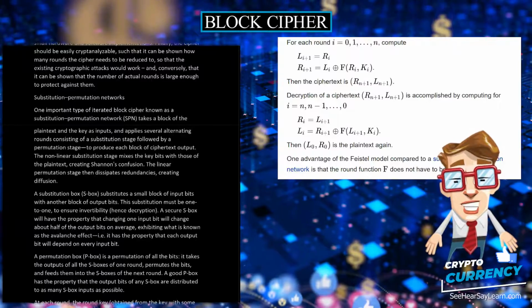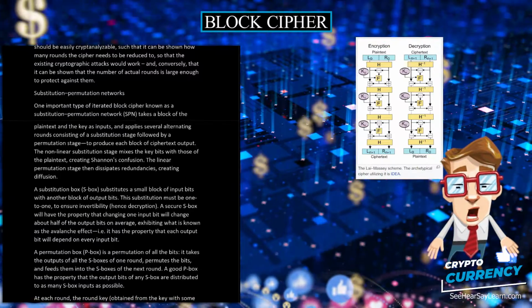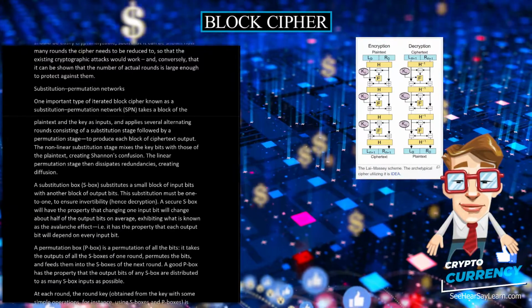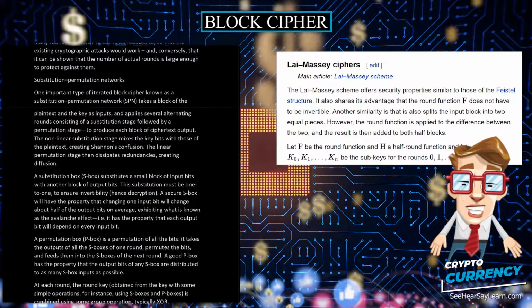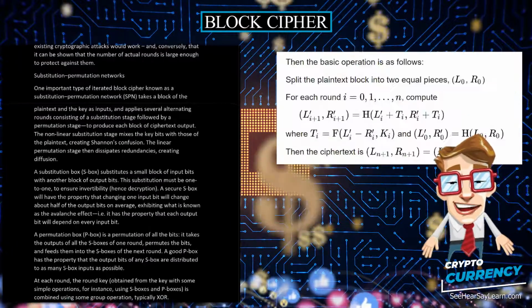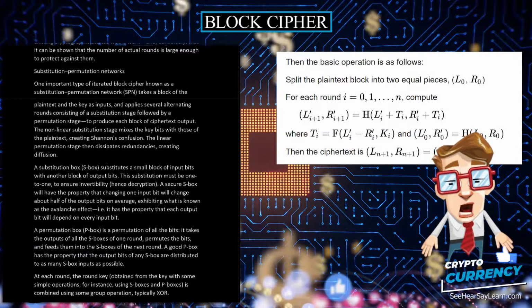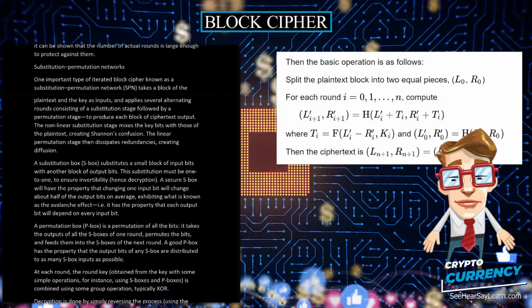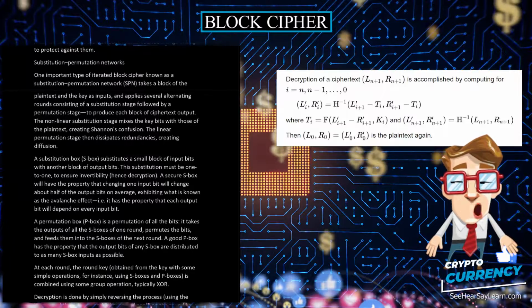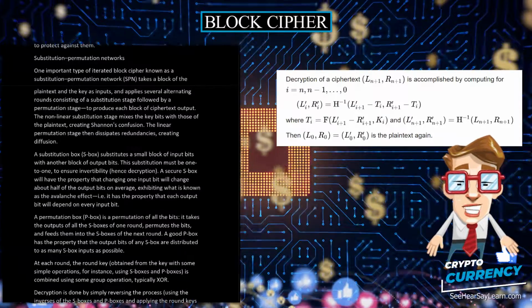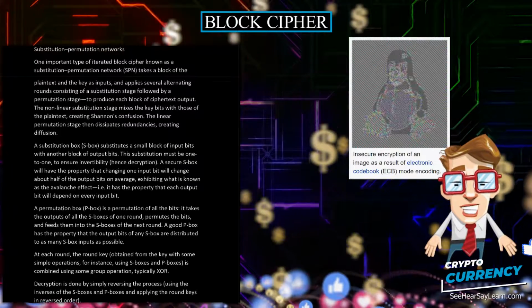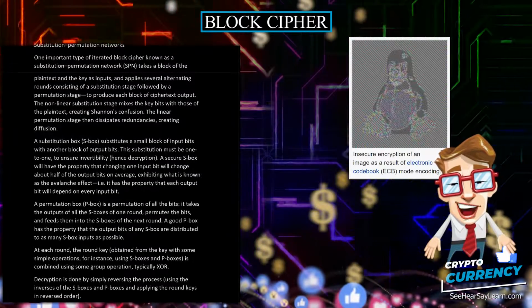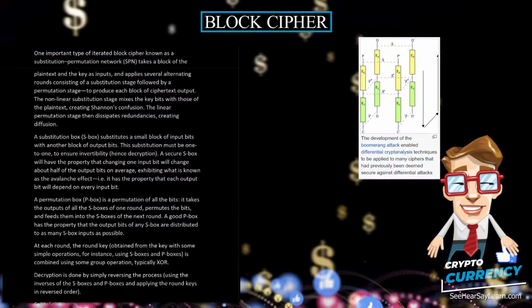A substitution box, S-box, substitutes a small block of input bits with another block of output bits. This substitution must be 1-to-1, to ensure invertibility, hence decryption. A secure S-box will have the property that changing one input bit will change about half of the output bits on average, exhibiting what is known as the avalanche effect, i.e. it has the property that each output bit will depend on every input bit.